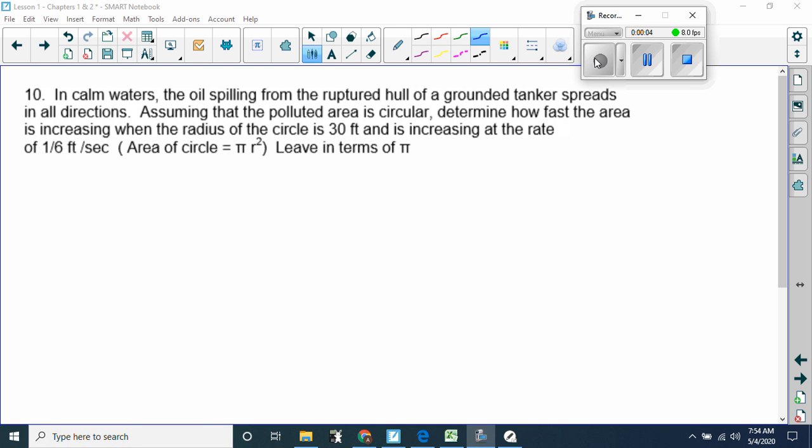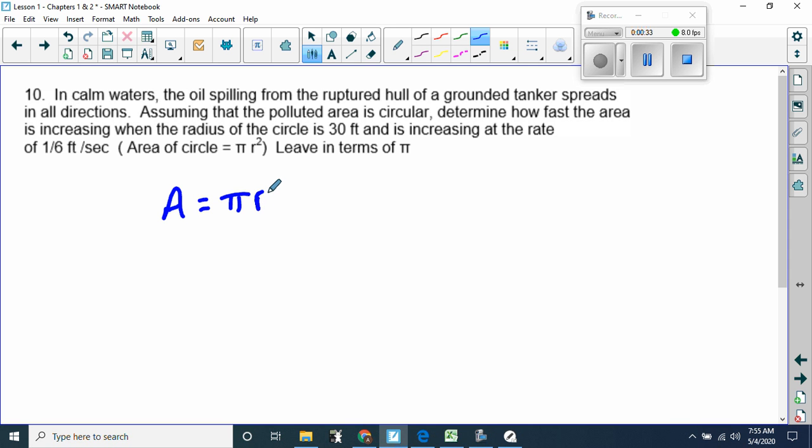Review of the topic related rates. We're going to dive right into a problem here. This one says we've got oil spilling, it spreads in all directions. It tells us that the polluted area is circular, and we are asked how fast the area is increasing when the radius is 30 feet and the radius is increasing at a rate of 1/6 foot per second.